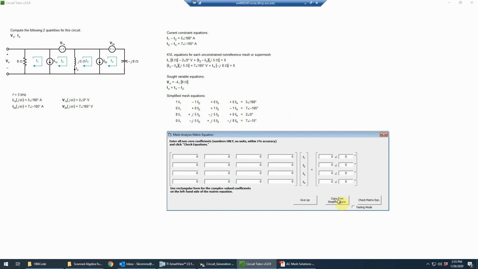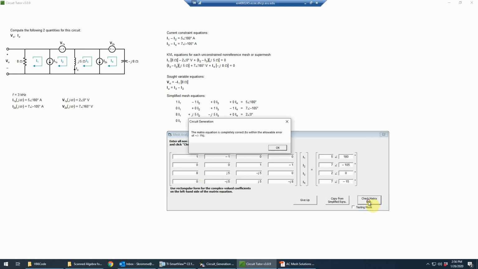We just click the button here to copy the coefficients so we don't have to retype all of them. It's presumed by now you understand the origin of a matrix equation. So remember that this times I1 minus 1 times I2, and then there's no I3 or I4, but this would multiply I3, this would multiply I4, all that's equal to that. That's the first row, and so forth for each of these rows. So for example, the third row would be 8I1 plus J5I2 minus J5I3 plus 0I4 would be equal to 2 angle 0. So in a similar fashion, the matrix equation represents all 4 of these equations. Okay, so we'll check that, and that is correct.